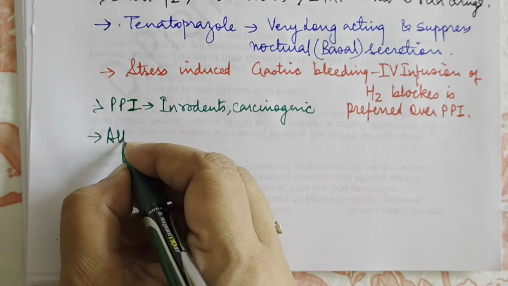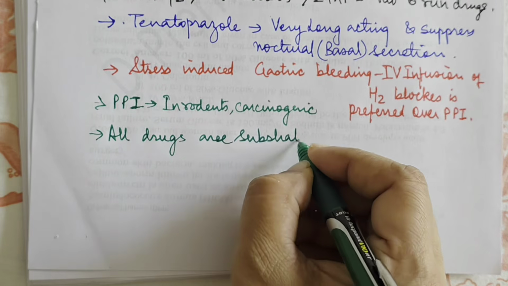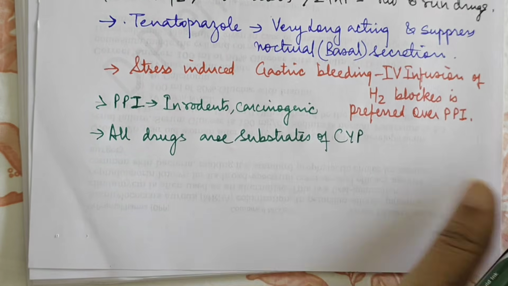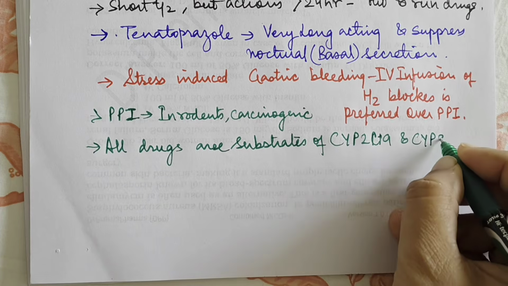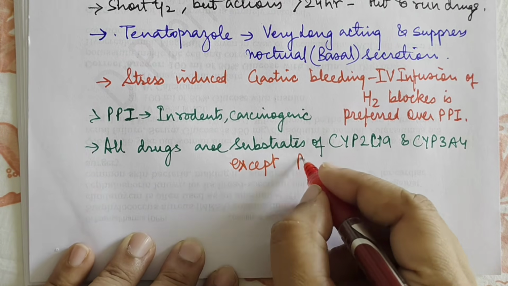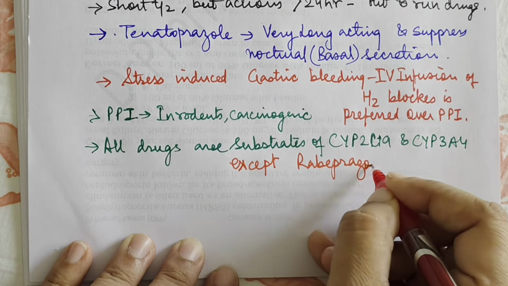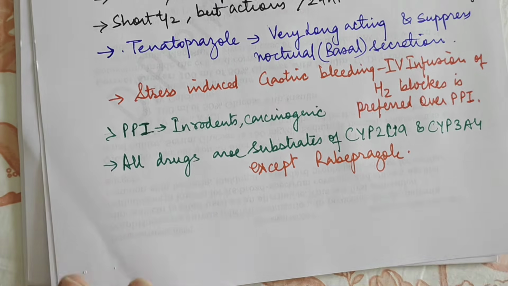Now all the drugs are substrates of cytochrome P450 2C19 and CYP3A4, except rabeprazole. So please remember this point also, that all these drugs are substrates of CYP2C19 and CYP3A4 except for rabeprazole.